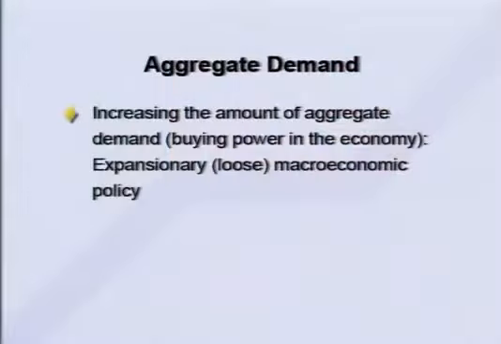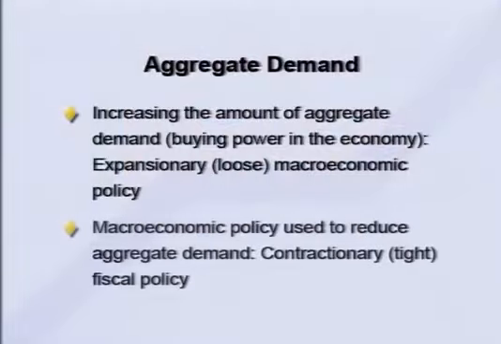So, we're going to think about some terminology here for when you're either increasing or decreasing aggregate demand. If you're increasing the amount of demand or buying power in the economy, we're going to call that expansionary macroeconomic policy, to expand aggregate demand. That's also sometimes called a loose policy. The idea is to put more buying power out there in the economy. So a policy of tax cuts or a policy of spending increases is an expansionary fiscal policy, to have more buying power out there in the economy.